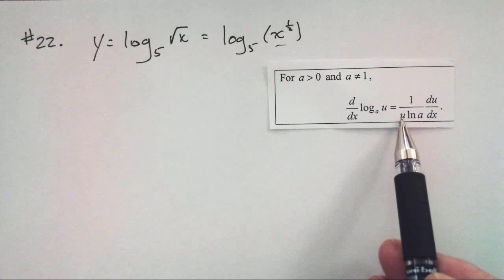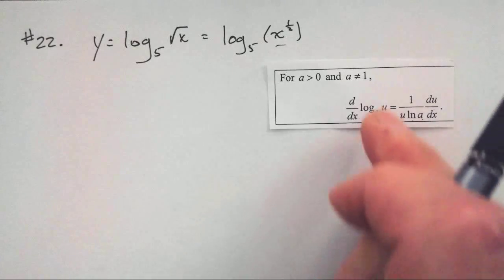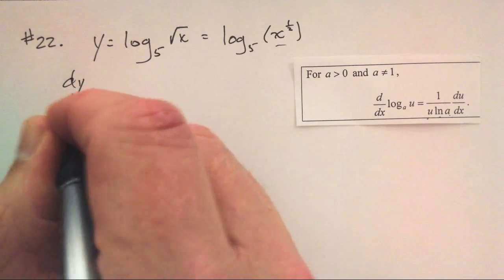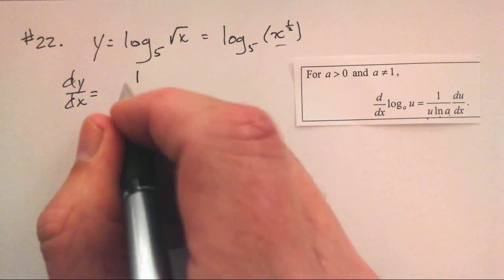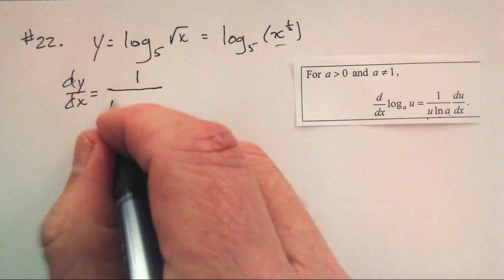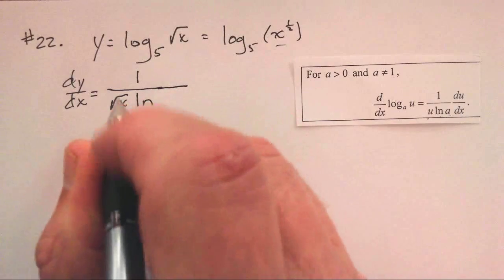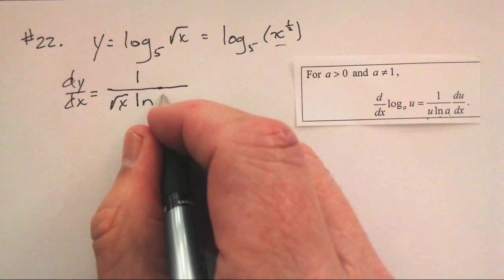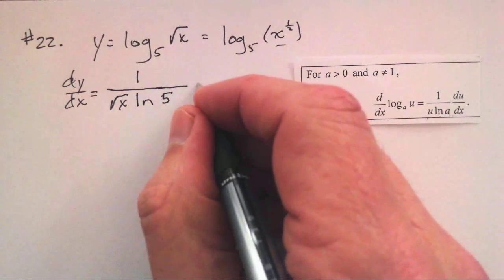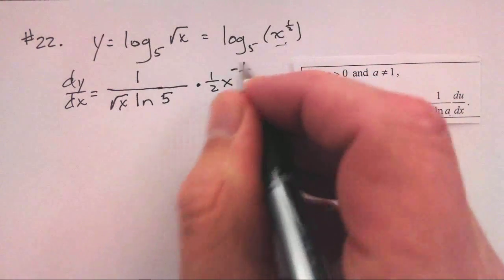But since it's not ln, we have to adjust for that with an ln of what base it is. This is sort of like the change of base formula. So I'm log base 5, so my derivative with respect to x wants to be 1 on the argument, and the argument is square root of x. But I have to adjust that with ln of base a, ln 5. That's how I compensate for it not being e. And I still have to multiply by the inside derivative, which is 1/2 x to the negative 1/2.